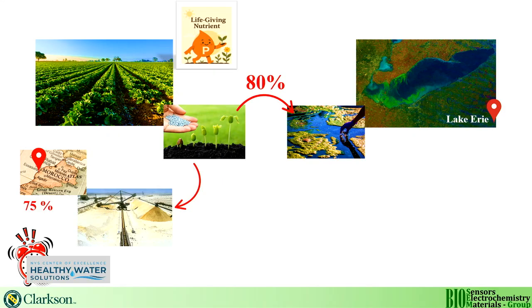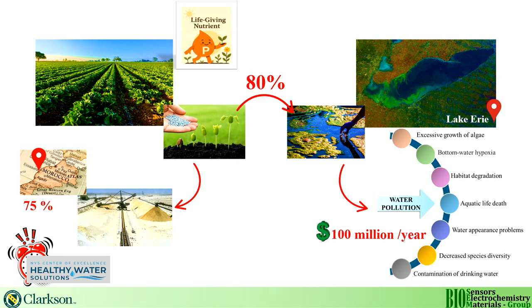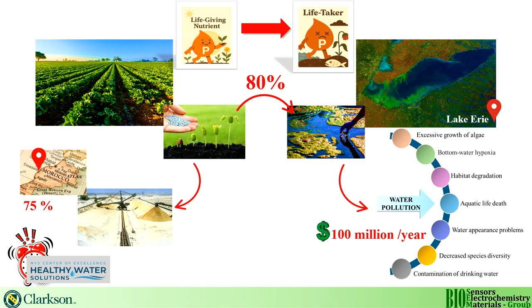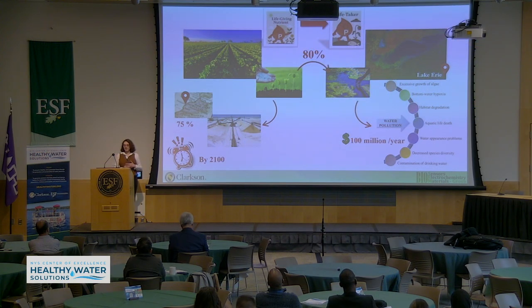Just look at Lake Erie. Phosphorus-driven eutrophication caused the water pollution. And these algal blooms kill fish, destroy ecosystems, and pollute our drinking water. Its estimated total cost is around $100 million per year. So this life-giving nutrient is becoming a life-taker.